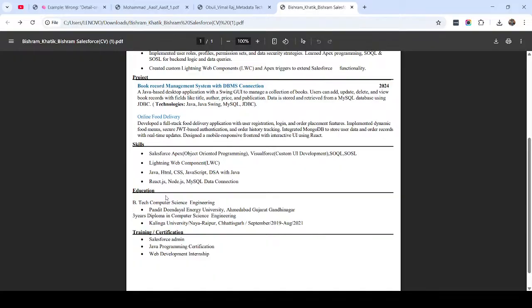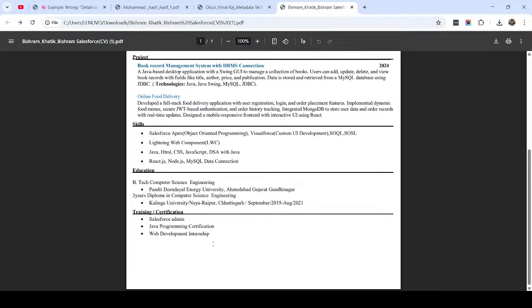And coming on to skill set. Education, BTech computer science, this university. Training certifications, Salesforce admin. Don't write it as Salesforce admin. Instead, mention the proper certification name. Java programming certification, web development leadership.